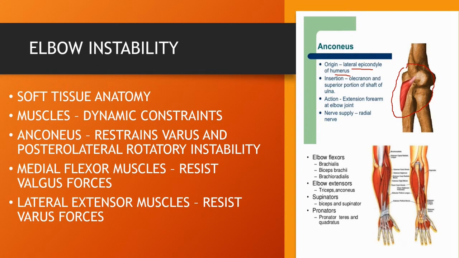So the anconeus muscle, because of its position here anatomically on the elbow, helps restrain varus forces, and then also posterolateral rotatory instability forces, which would tend to cause the head of the ulna to sublux or rotate posterolaterally in that direction in a semicircle. What would we say? Clockwise out in this direction. So that's restrained by the muscular action of the anconeus muscle.